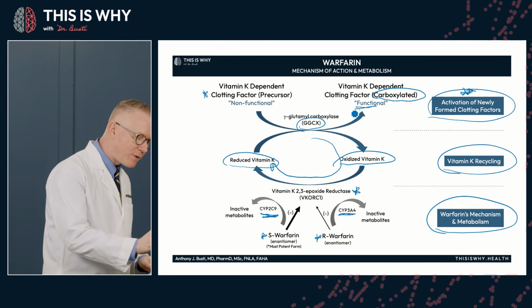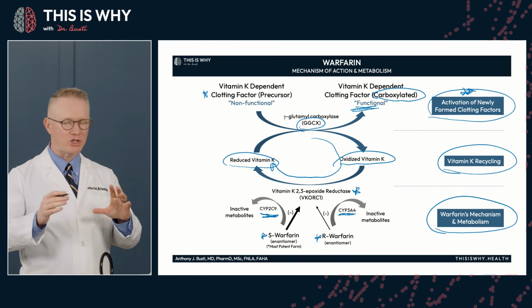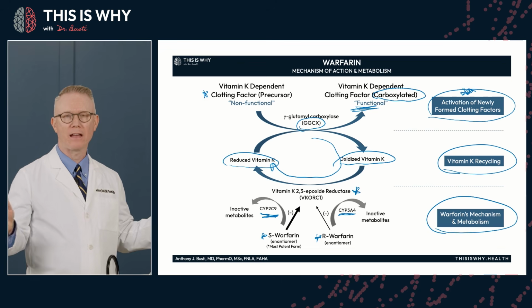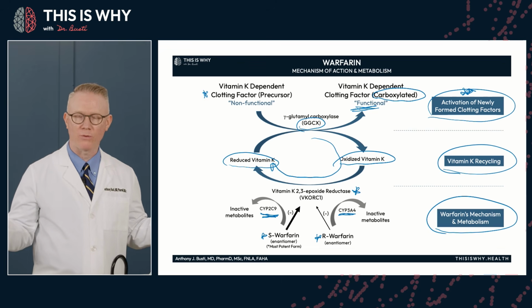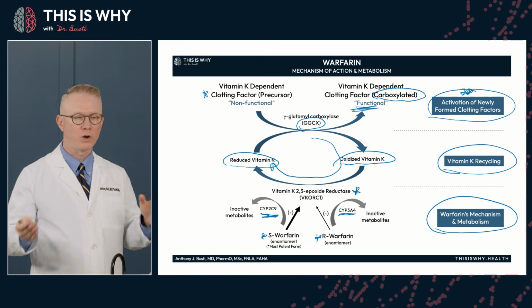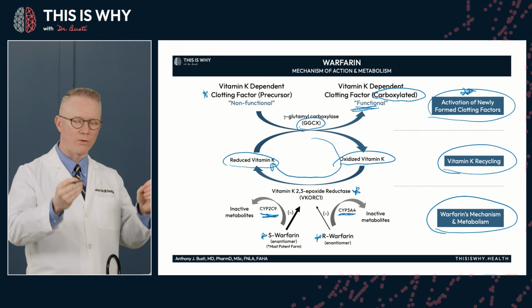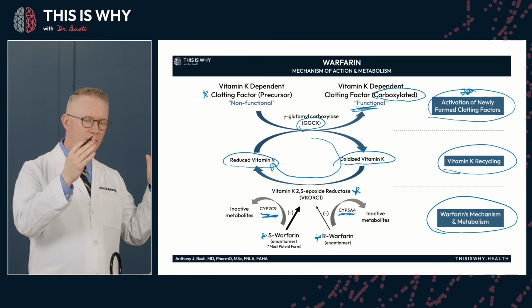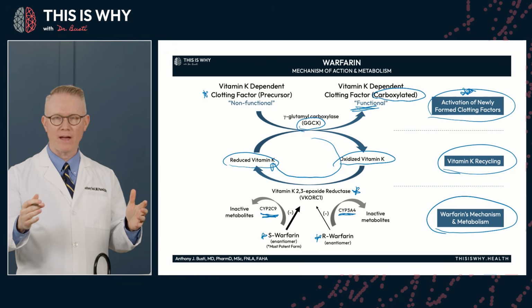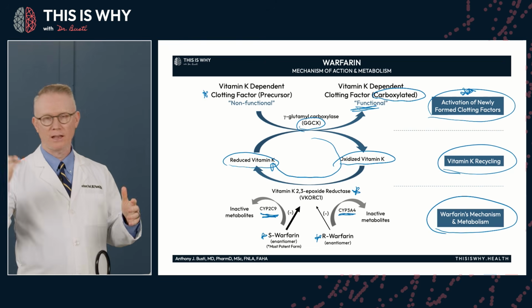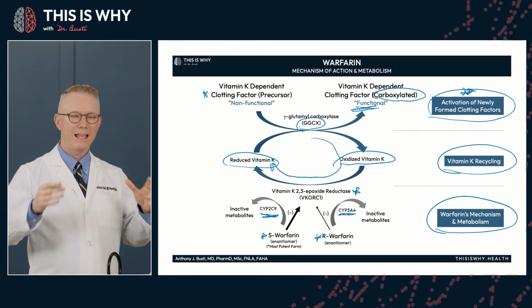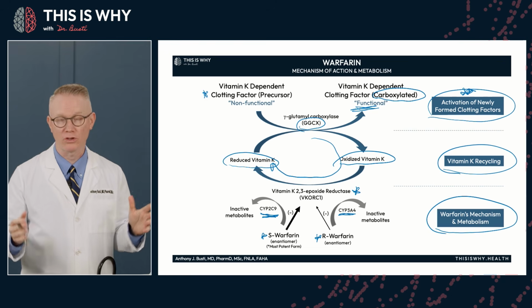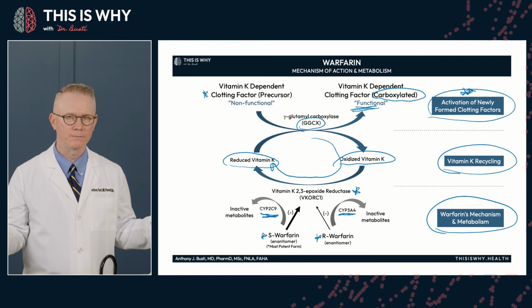Once a clotting factor gets functionally activated, i.e. carboxylated, for the life of that clotting factor, it's available for activity. So when you start somebody on warfarin, your body has floating around activated clotting factors 2, 7, 9, and 10, protein C and S. Each of those clotting factors has different half-lives and durations of action, okay?